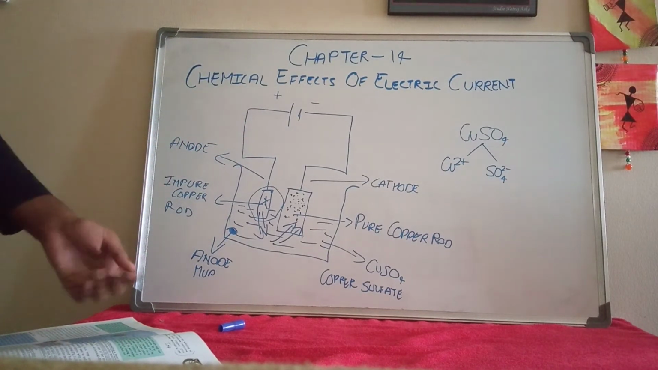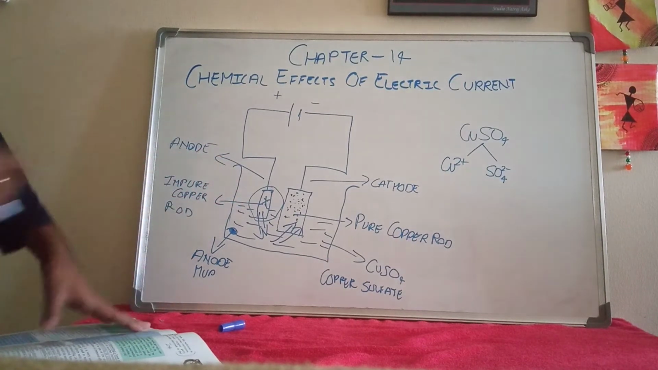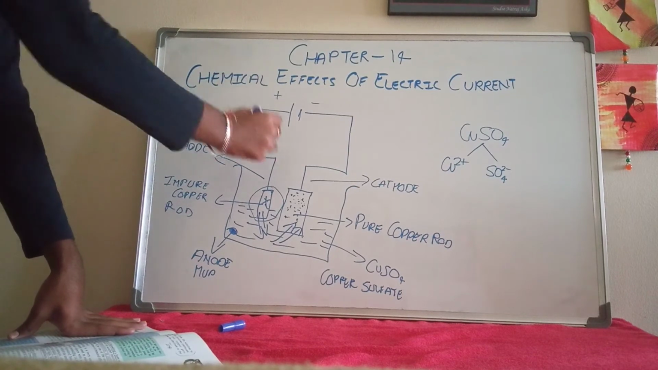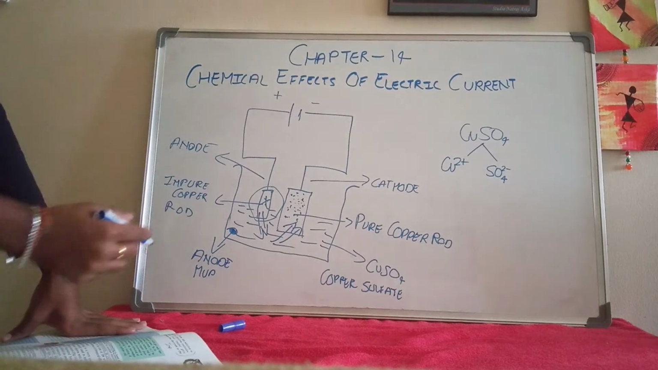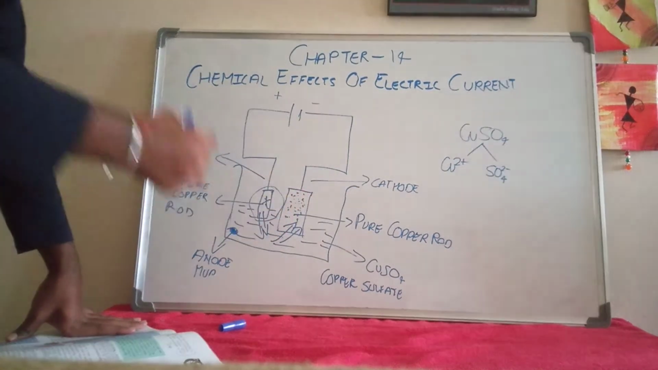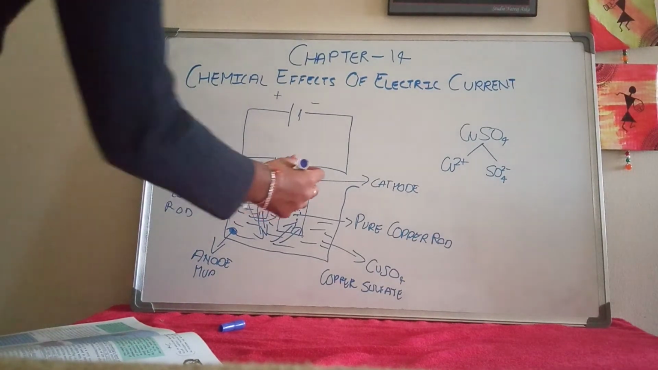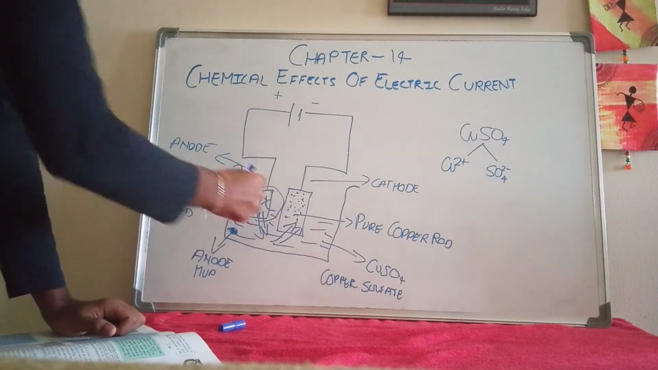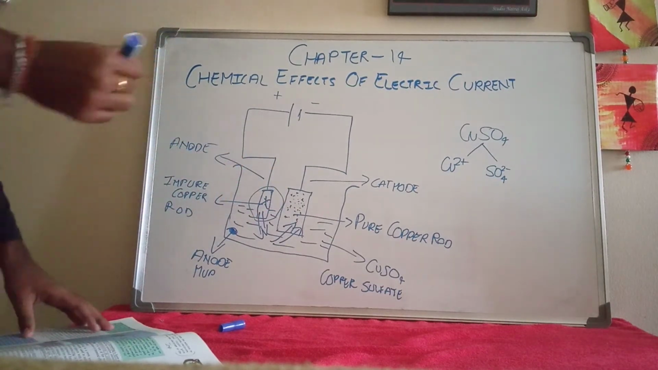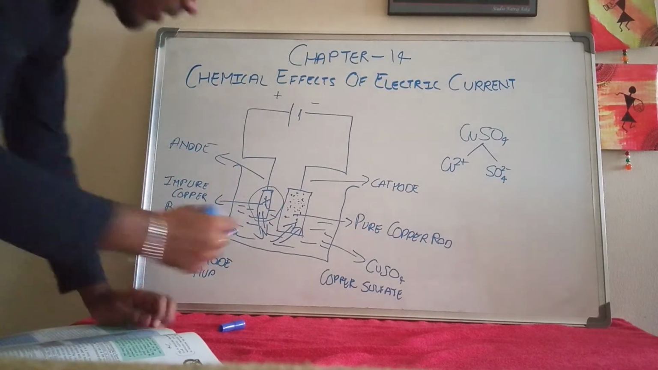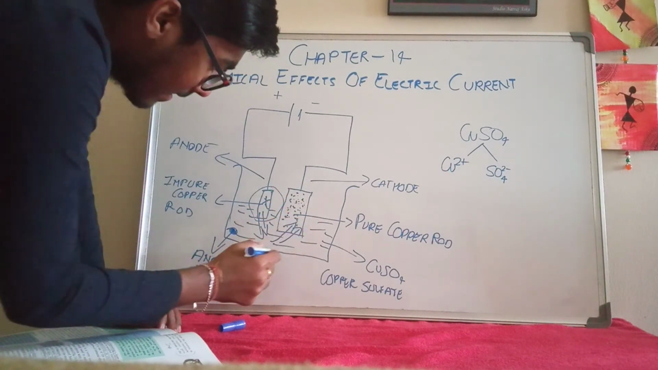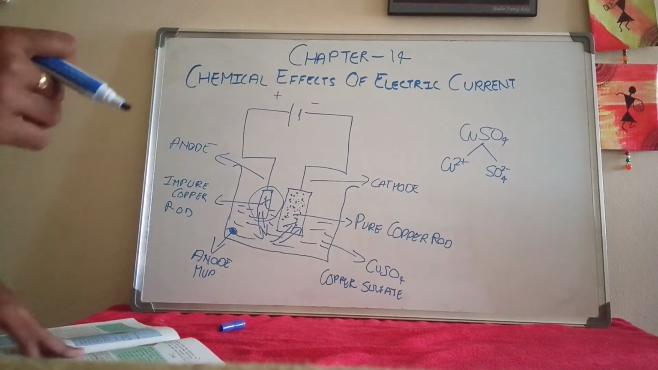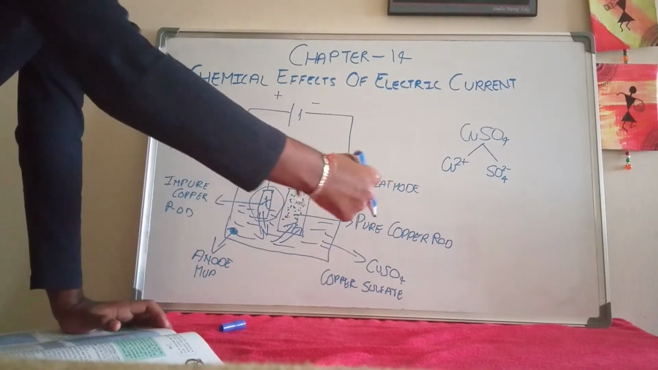In this, we have an impure copper rod. We have to attach that impure copper rod to the anode, the positive terminal. Then we have to put a plate attached to the cathode, the negative terminal, and we should have a liquid of copper. Because we want copper purification, we want copper to be deposited over here. This liquid has to be a compound of copper. That's why we used copper sulfate, CuSO4.